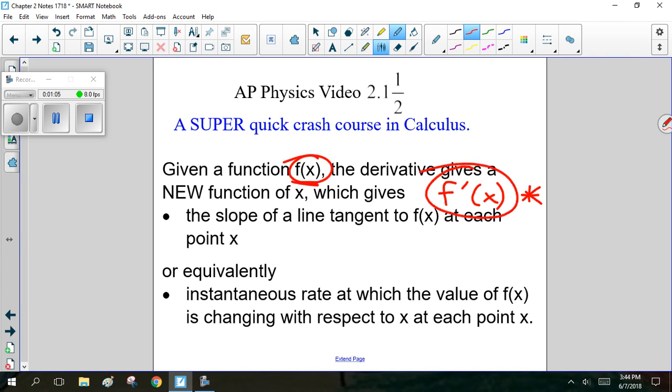What the derivative does is it gives you, for any value of x, it tells you what the slope of a line tangent to the original function at each value of x is, all right? So, probably easier to explain that by means of an example, all right? So let's take a look at the next page here.